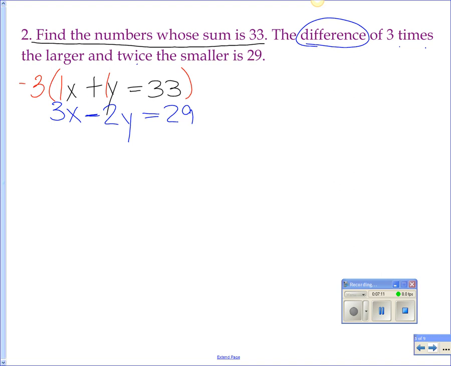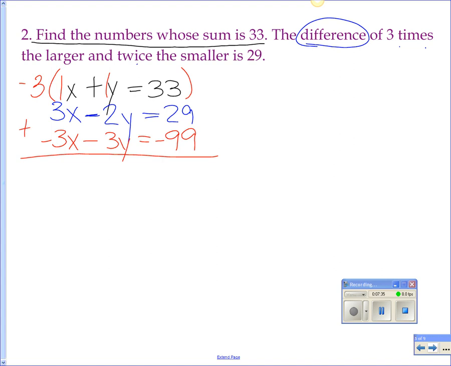All right, Chuck, what am I going to do with this negative 3? Times it by everything. So that gives me negative 3x, negative 3y, and negative 99. You may use a calculator today. Bishop, what symbol do I want you to put out here? Good.